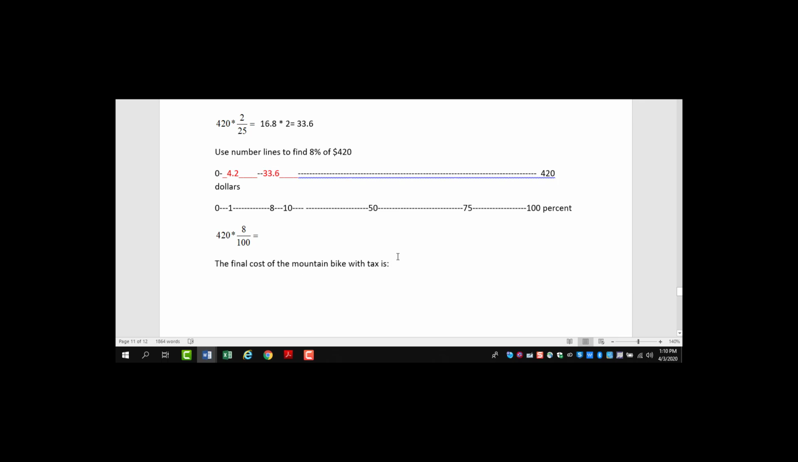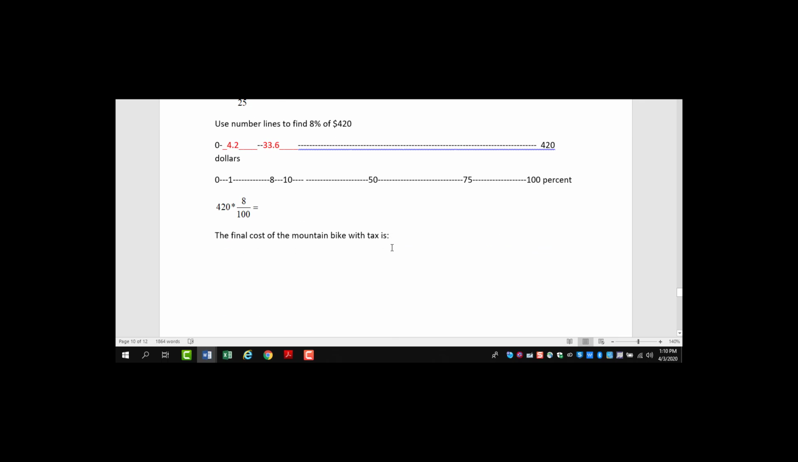So the final cost of the mountain bike with tax is going to be $420 plus the tax, which is $33.60, which is going to equal $453.60.